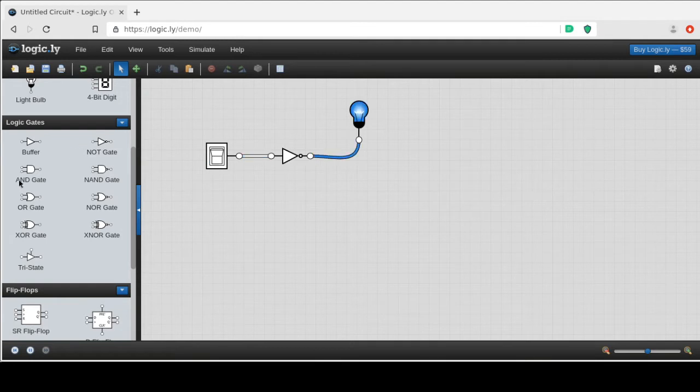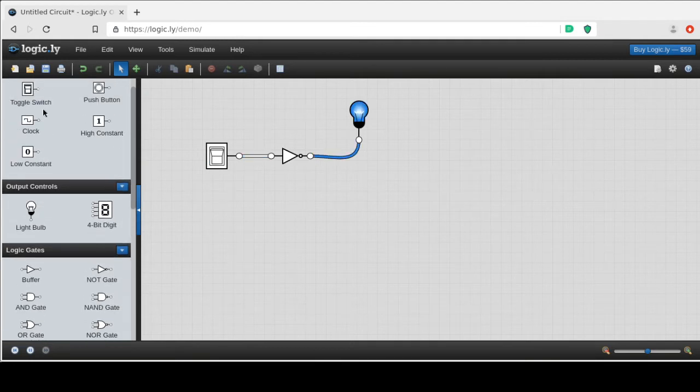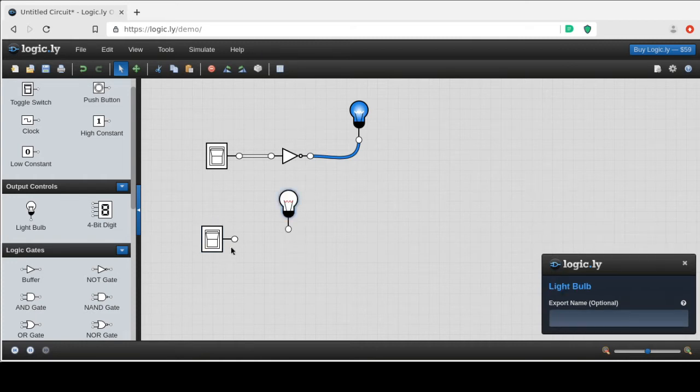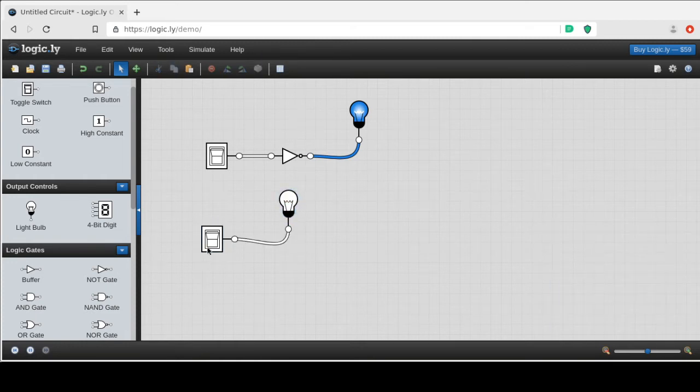In fact, I can put the two side by side. Let me do that. Let me grab a NOT switch here, a switch and a light bulb like that. Notice that when the top switch is off, the light bulb is on. When the bottom switch is off, the light bulb is off. When the top switch is on, the light bulb is off. When the bottom switch is on, the light bulb is on. Okay, so they do the exact opposite. So what's doing that? The NOT gate. That's exactly what the NOT gate does.